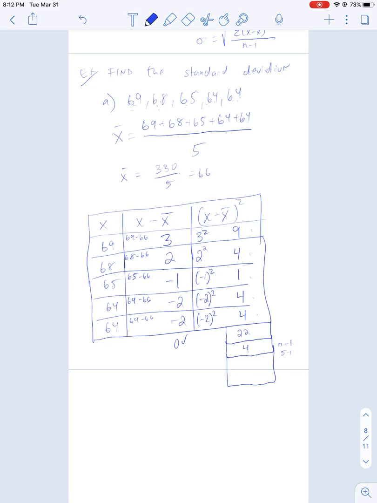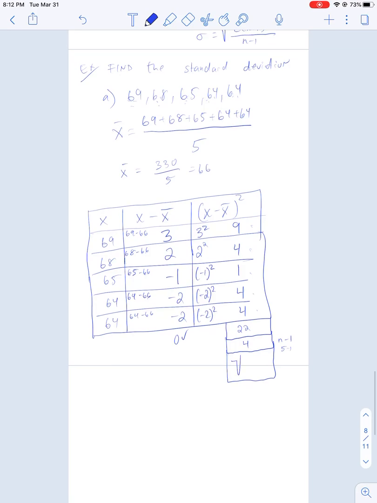All right, our last step is to do what? We do the square root of 22 over 4. All right, and that will give us our standard deviation. So we see that our answer here ends up being 2.35. So that's a nice example of finding standard deviation.